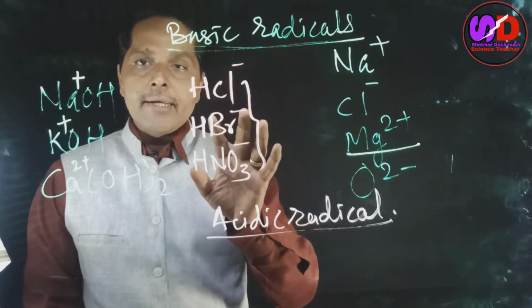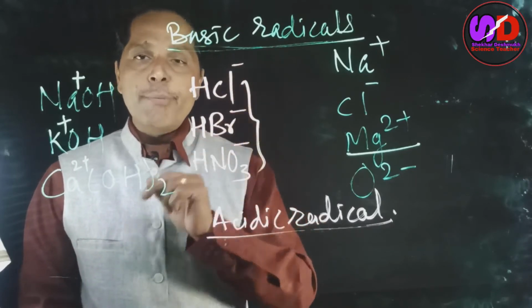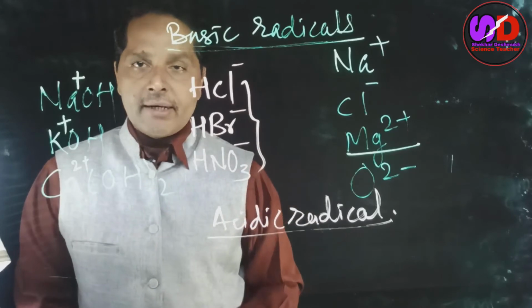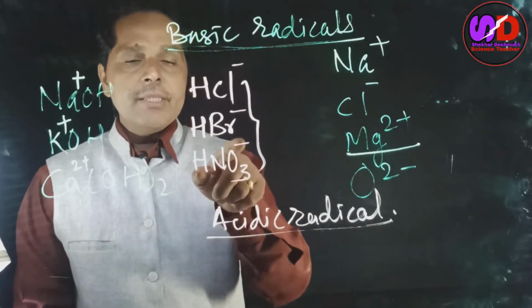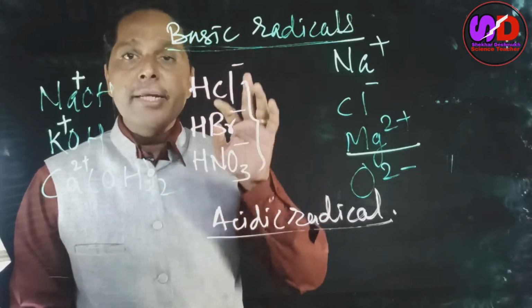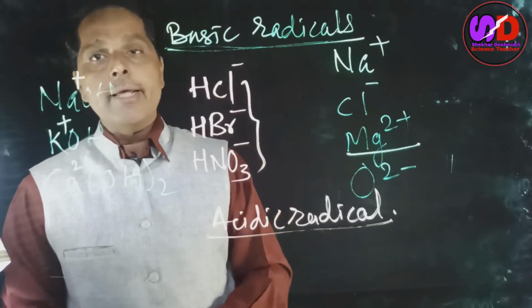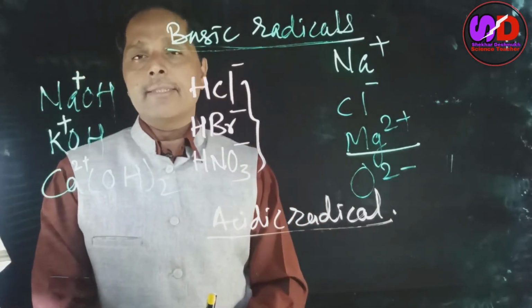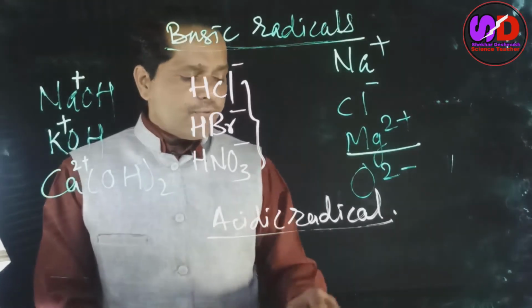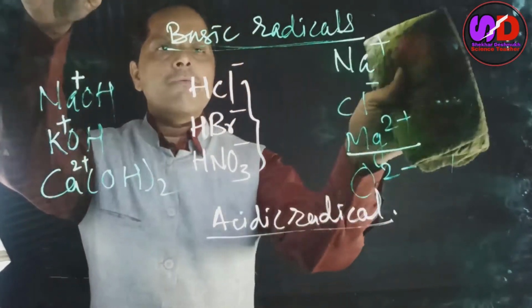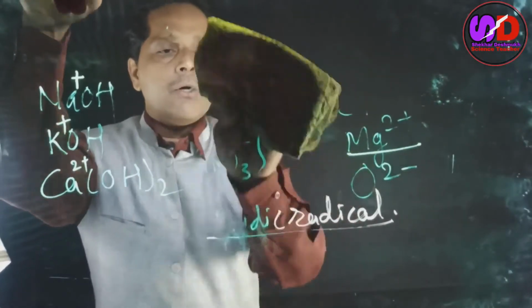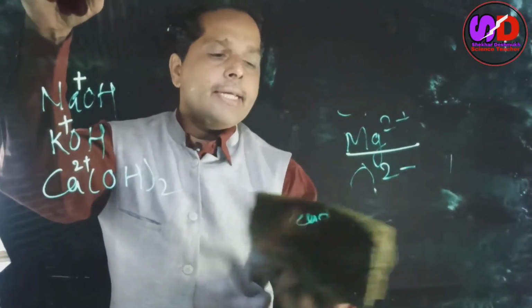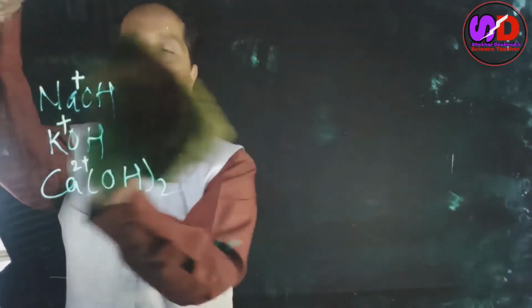They are mainly non-metals like chlorine, bromine, or sometimes a group of atoms with a negative charge. They have negative charges, which means they are negative radicals, and they are called acidic radicals. From a few examples, we can easily find out which are acidic radicals and which are basic radicals. A few examples are given in this book. We have to classify them.